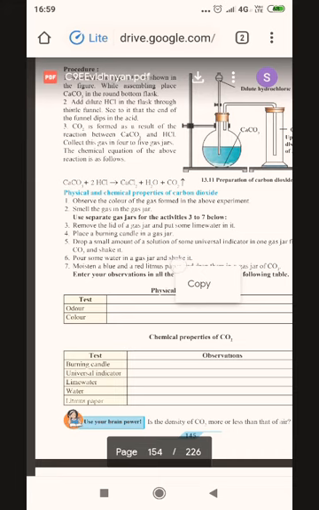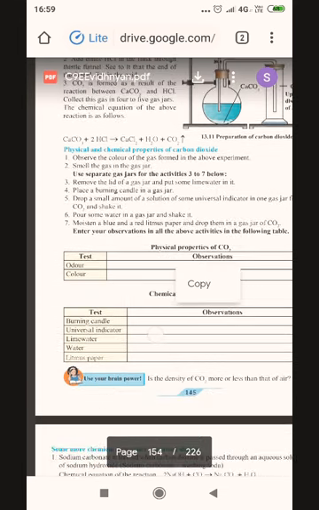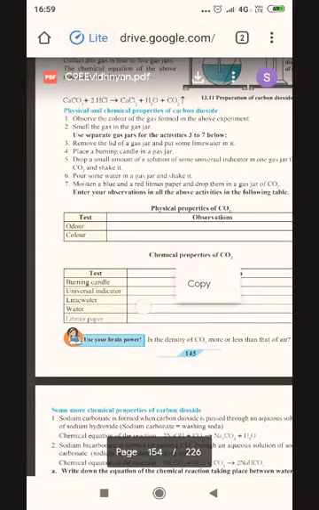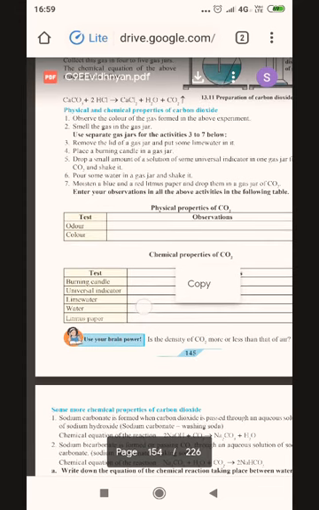Observe the color and the gas formed in the above experiment. Smell the gas in the gas jar. So here a table is there. In the table, as I said to you, you can write it or you can remember it and understand it. Two questions are asked for the chemical properties.